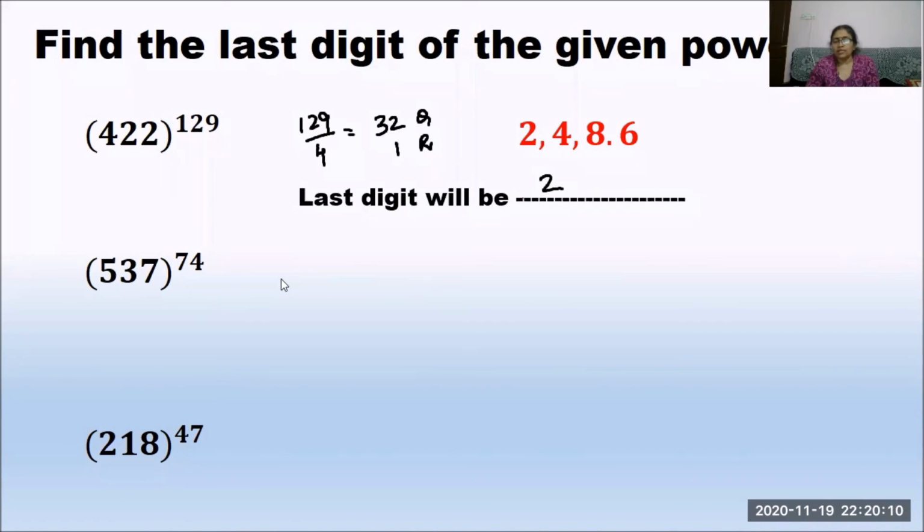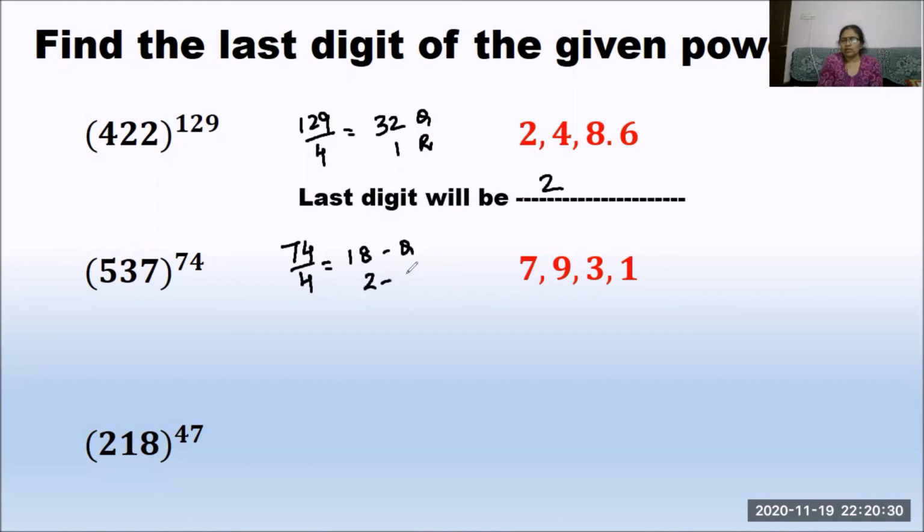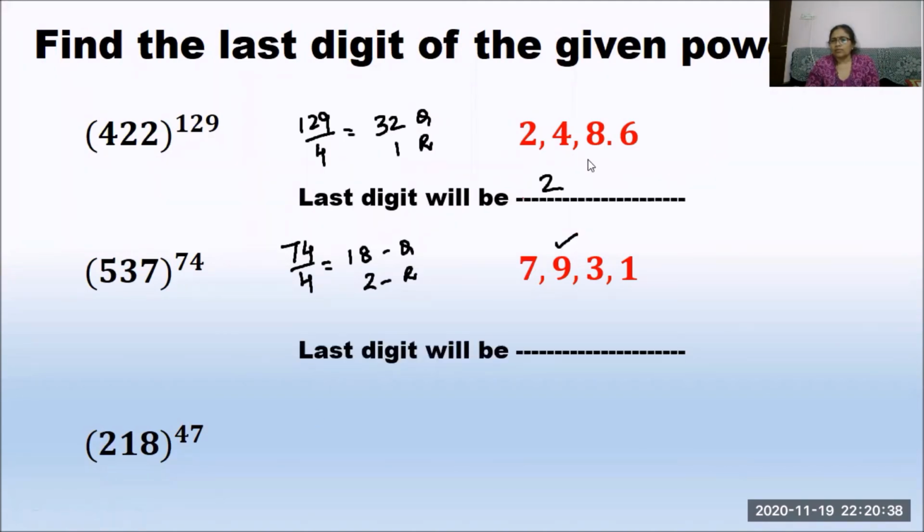Next, 7 is the last digit: 7 to the power 74. The pattern of 7 is 7, 9, 3, 1. Divide 74 by 4. You'll get 18 as the quotient and 2 as the remainder. 7 squared is 49, so 9 is the last digit. So the last digit is 9.